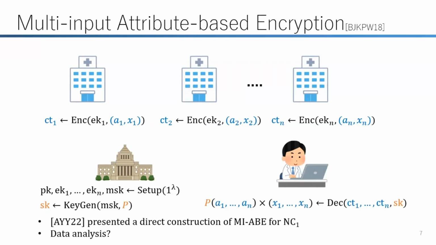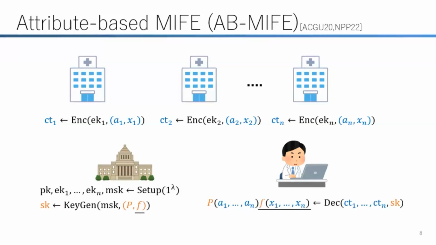And recently, Agrawal et al. presented the direct construction of MIABE for NC1. But this cryptographic primitive does not allow some data analysis because it is an all-or-nothing type of encryption. So in this work we are interested in a more generalized notion, which is called attribute-based MIFE, which is the same as MIABE, except that the secret key is additionally associated with some function.